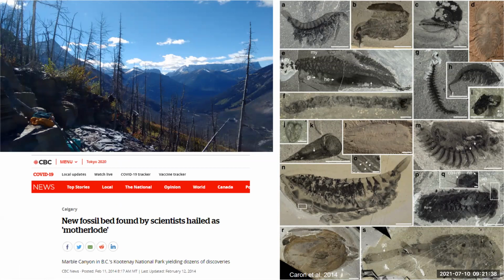And when it was first described, it got a lot of popular press as well. I think someone must have said the word motherlode at some point, and then every news agency used that word, and it's appropriate because, as you'll see shortly, the quantity and quality of the fossils is just insane.